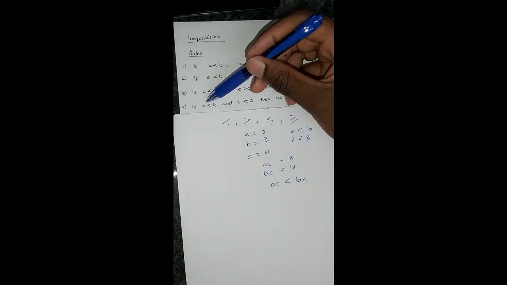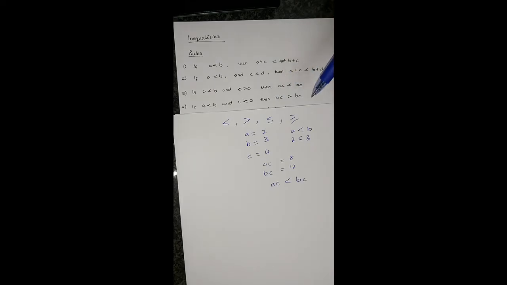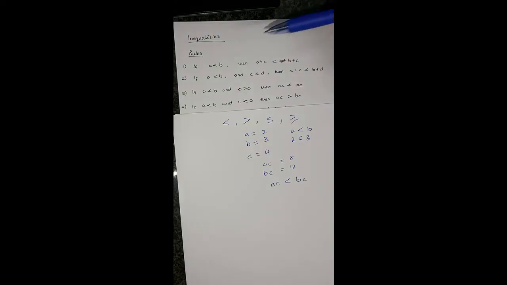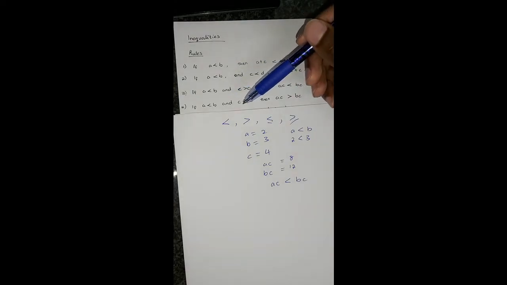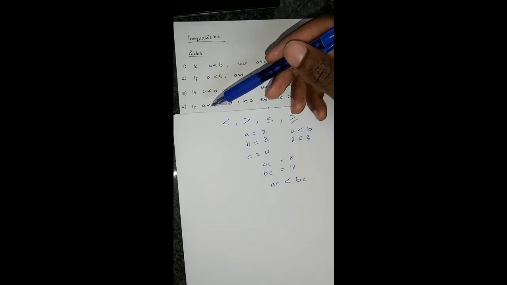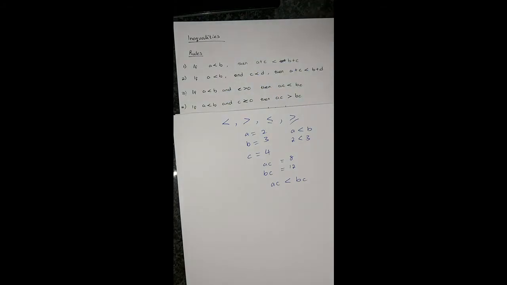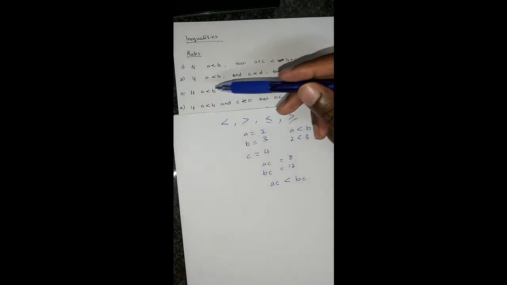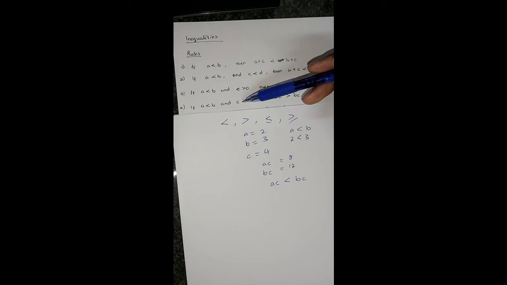Okay, the fourth rule, if A is less than B and C is less than 0 now, then AC is greater than BC. So any number less than 0 is going to be negative, right? And if you multiply an inequality by a negative number, then the sign is going to be changed. So over here we had less than, and over here now we have greater than. So if A is less than B and C is less than 0, then AC is greater than BC.